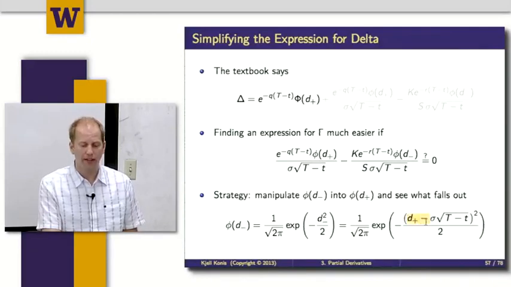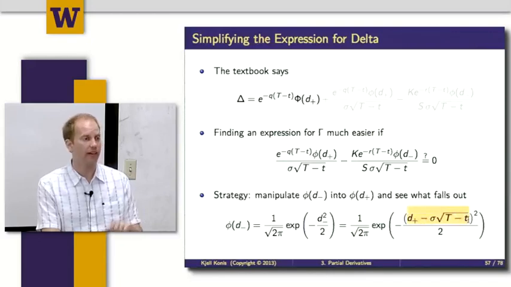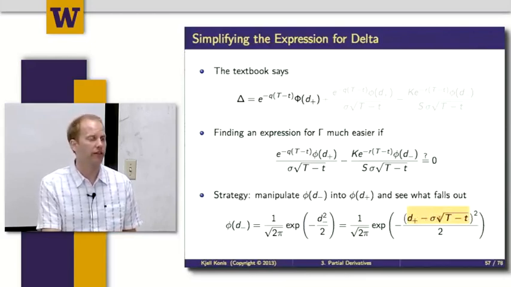And now I'm going to replace d minus in that expression with d plus minus sigma times the square root of T minus t. And that was just my expression for d minus.